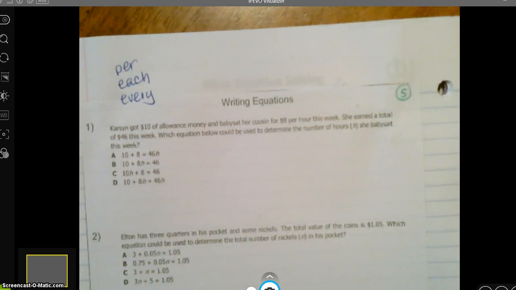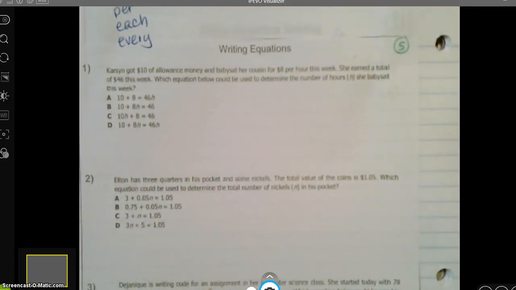Another tip I'm going to give you is when you're writing an equation, don't try to solve for the variable. Okay? Your job is to write the equation to get to your total, to get to your difference, whatever it is. Okay? So, the first problem I see here says Carson got $10 of allowance money and babysat her cousin $8 per hour this week.